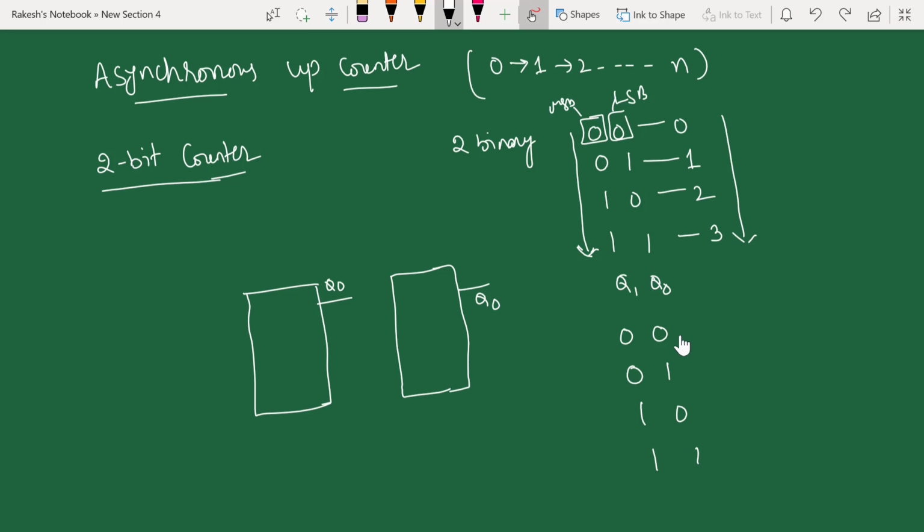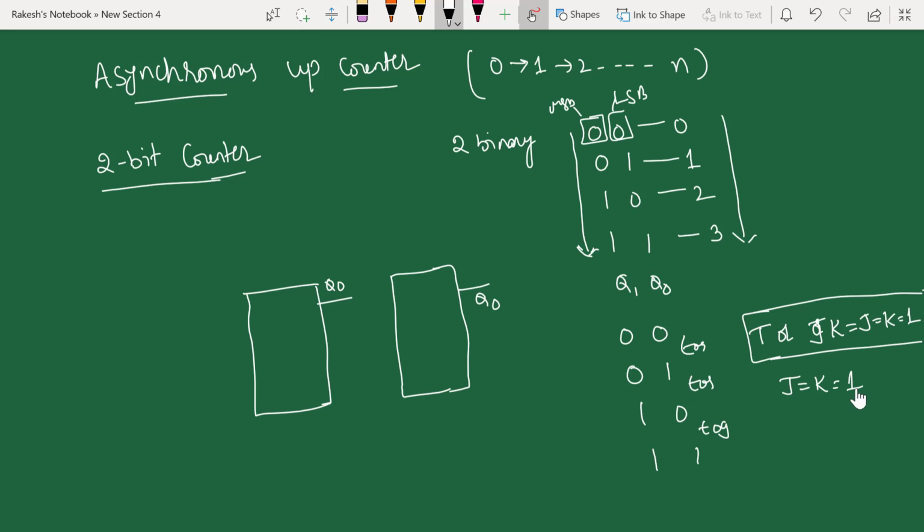If you observe carefully, this is toggling, again toggling, again toggling. That means we can use a T flip-flop or a JK flip-flop with J equals 1, K equals 1, which is nothing but again a T flip-flop only. For simplicity, we assume we are going to take a JK flip-flop with both inputs connected to 1.